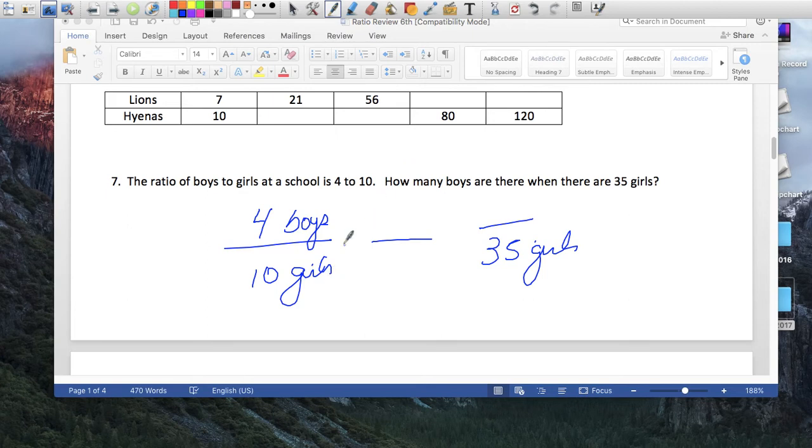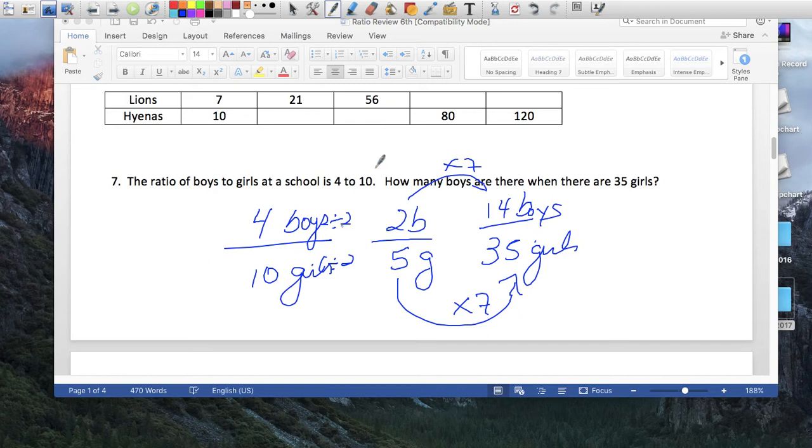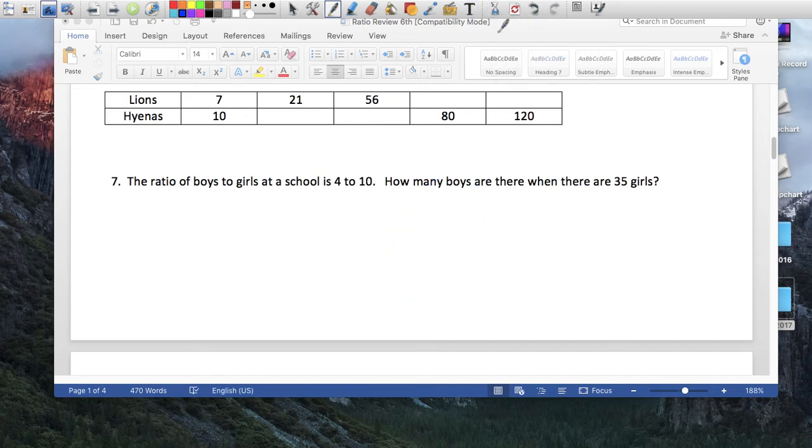Go up, come down, scale up, scale down. So again, keep it simple. Let's see if dividing by 2 or simplifying works. Divide by 2, divide by 2. 4 divided by 2 is 2 boys. 10 divided by 2 is 5 girls. Good. Again, I didn't change the values. They mean the same thing. They're equivalent. But now I have a relationship with 35, which is times 7. And the top will be a times 7 relationship, giving you 14 boys. Okay? Don't complicate things, keep things simple.